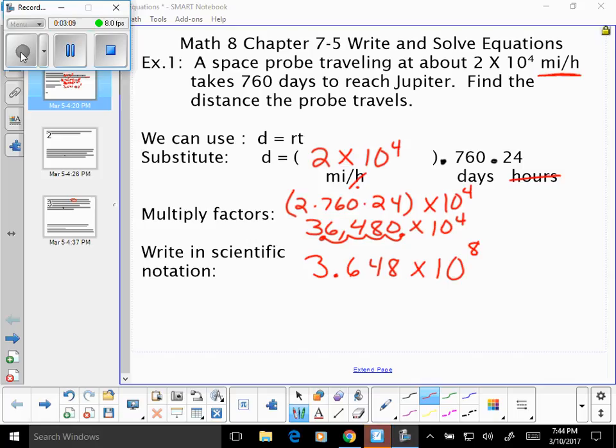And I need a label. I want to find distance. Distance is going to be measured in miles. Now this one is very similar to number 4 on today's homework.